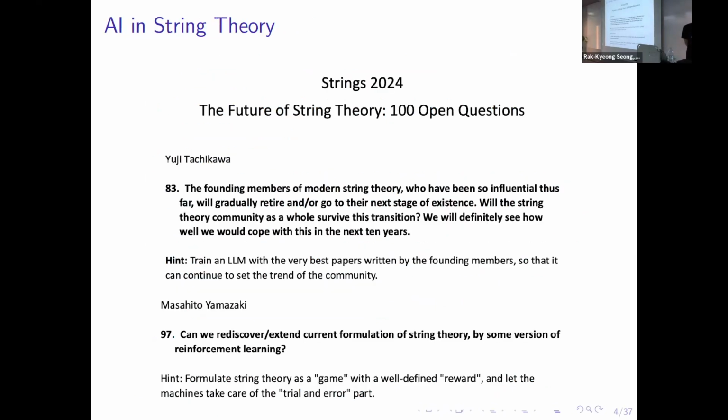So you just saw this picture, and in Strings 2024, people collected 100 open questions in the field, and here are two of them. Yuji Tachikawa raised this question, and I also saw people asking online about this hint, about this large language model, whether Yuji is really joking about this, given his special sense of humor. I've never asked Yuji, but we all know that nowadays the large language models have really impressed us in our daily life and maybe even in research.